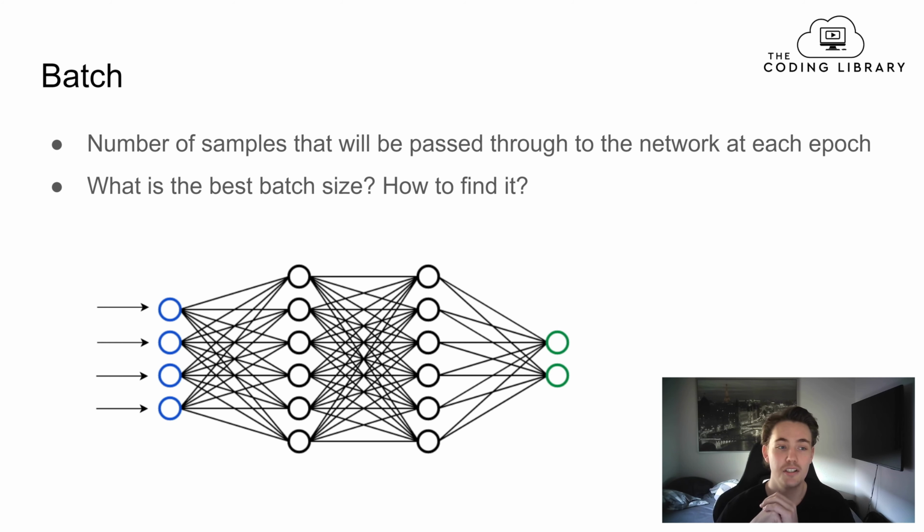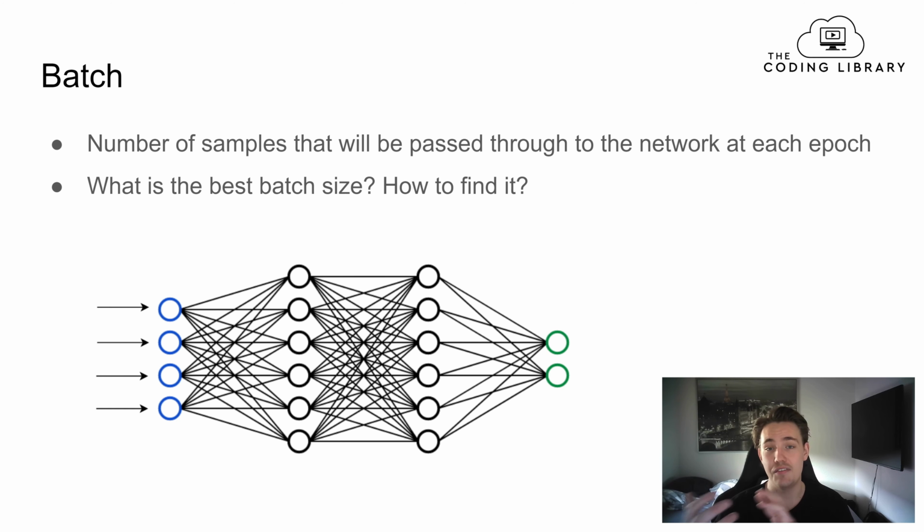So let's jump to the first slide, where we're going to talk about what a batch is in neural networks. A batch is a number of samples that will be passed through the network at each epoch during training. So when we're training a neural network, instead of just passing one data sample through our neural network at a time, we can take a batch, a number of samples from the data set that we're training on, and pass the batch to our neural network during training instead of just one sample.